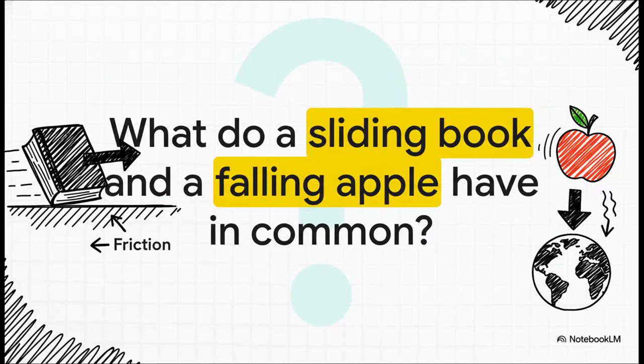So, a sliding book and a falling apple, what could they possibly have in common? Well, it might sound like a bit of a riddle, right? But the answer really gets to the core of what we're talking about today. In both cases, there's a force at play. The book is being slowed down by the surface it's sliding on. The apple is being pulled down by the entire planet. Two very different interactions, but both driven by forces.